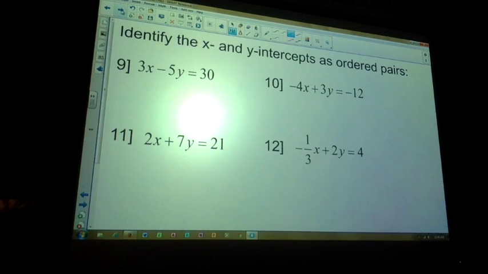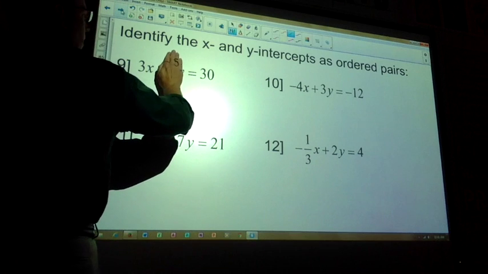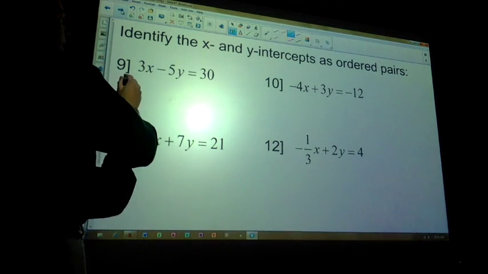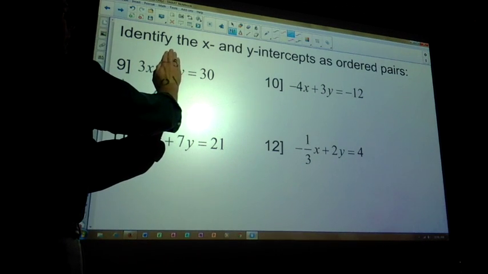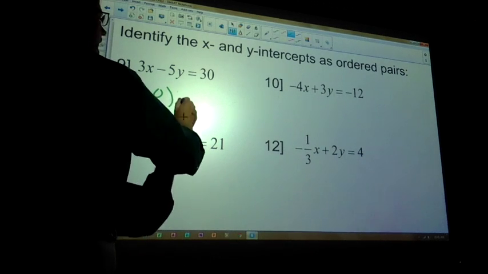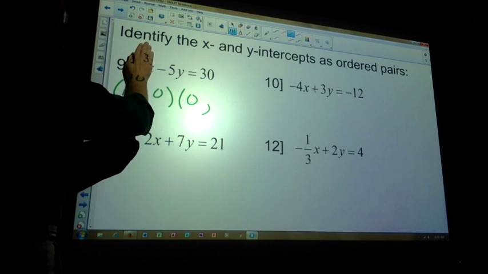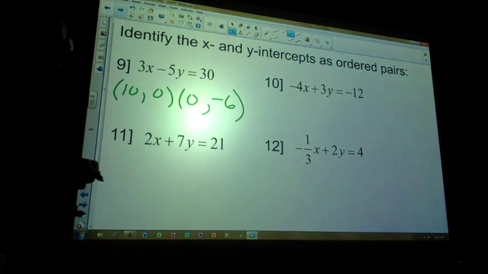Identify the x and the y-intercept as ordered pairs. If I cover up the y, that means I'm plugging 0 in for the y. Agree? So what does x have to be equal to? 10. If I cover up the x, that means the x is being given 0. So what does y have to be? -6. There are my 2 points. Those are the only 2 points you would need in order to define the line.